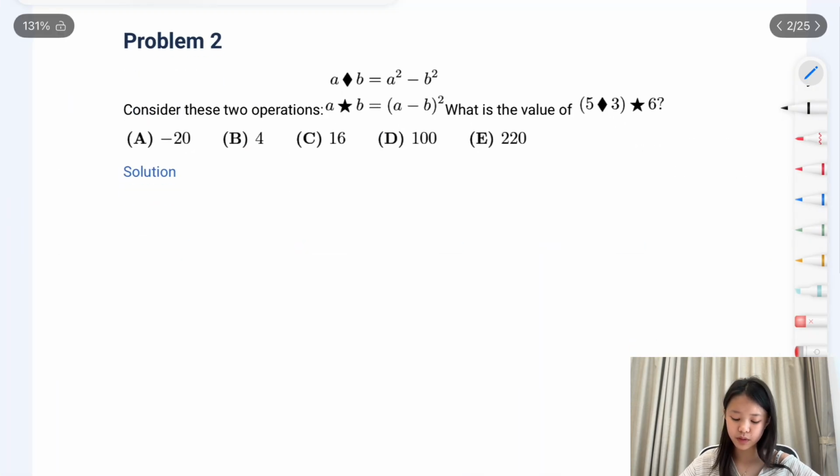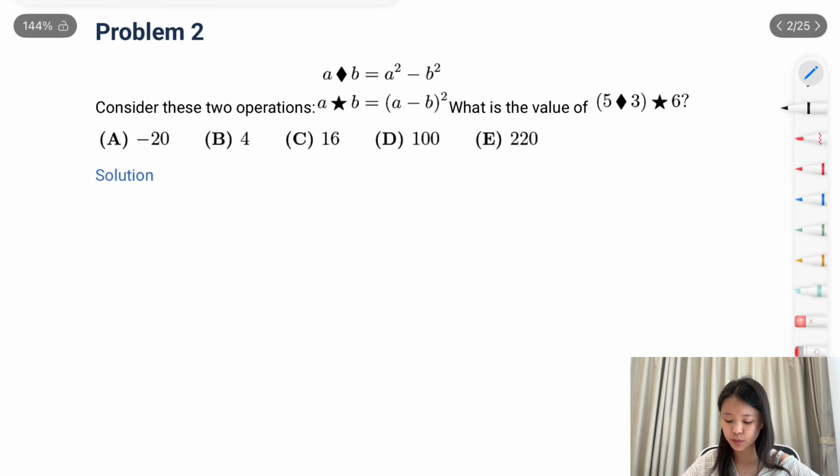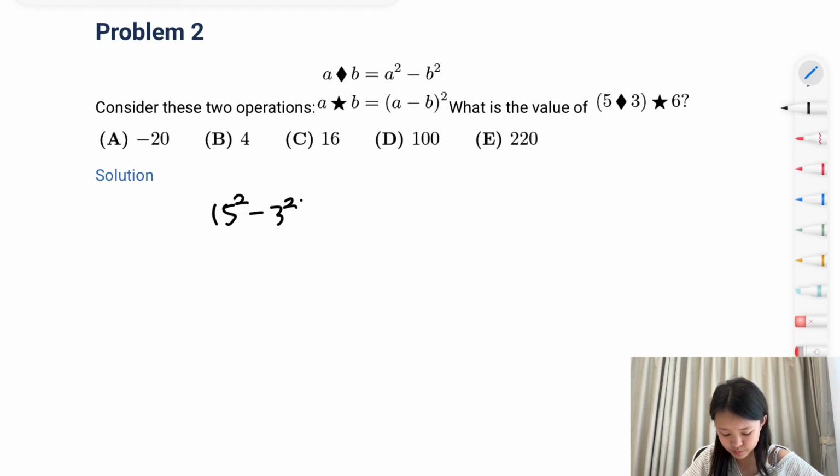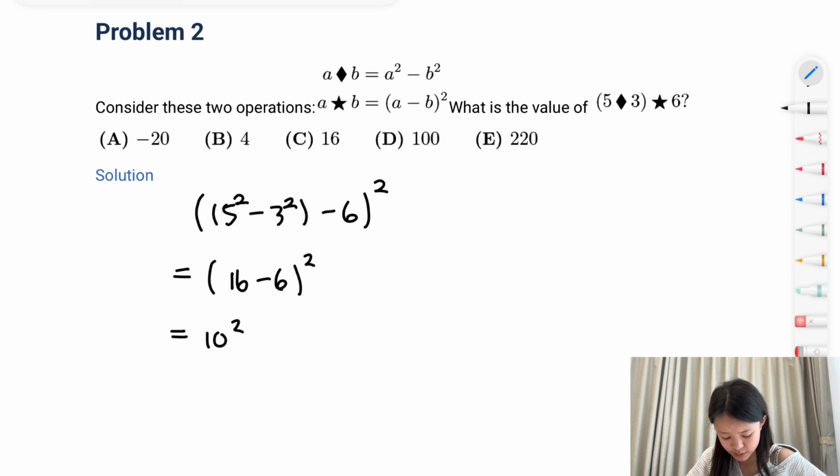Problem 2. There are two operations denoted by the rhombus and the star, and it asks what is the value when we have 5 rhombus 3 and star 6. So what you do here is you just take these numbers and bring them into the given operations. For example, the first would be 5 squared minus 3 squared, and then this 5 rhombus 3 minus 6 squared. And so that equals 16 minus 6 squared, which is 10 squared, equals 100. So the answer is D.